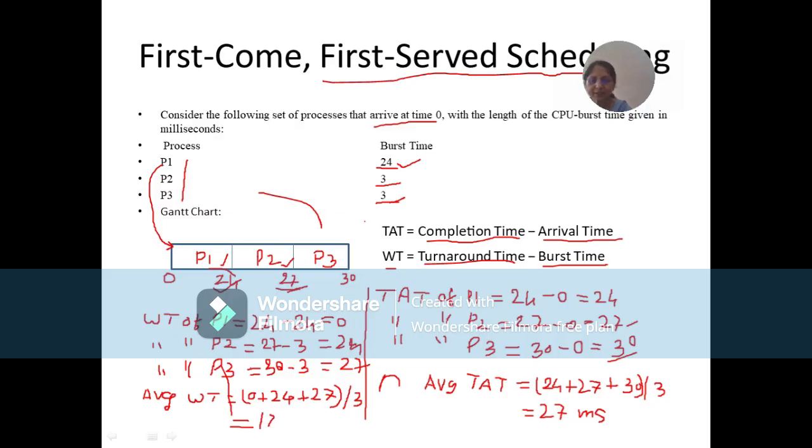That is 17 milliseconds. So for the given problem with the FCFS CPU scheduling algorithm, the average turnaround time we get is 27 milliseconds, and the average waiting time that we get is 17 milliseconds.